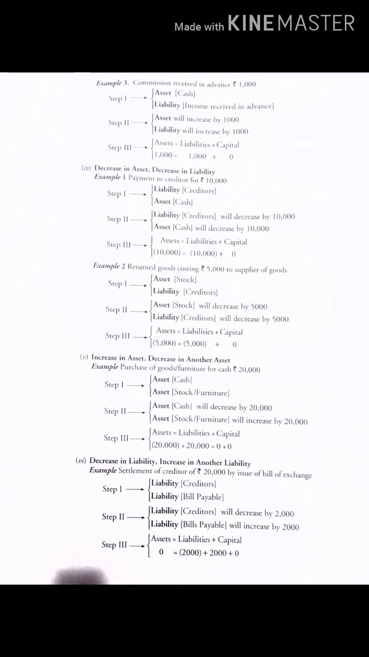Later on, when we check the variables of all assets and liabilities, you will see that on the liability side, creditors are mentioned and bills payable are also mentioned. So you will check that. So my creditors have decreased, but bills payable, as I have given them, has increased.